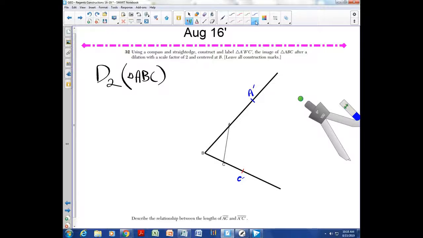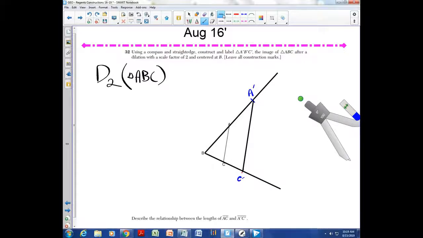And to finish the triangle, all we need to do now is connect A prime to C prime. So we now have triangle A prime, B prime, C prime. B and B prime are the same point. This is the dilation with scale factor of 2.